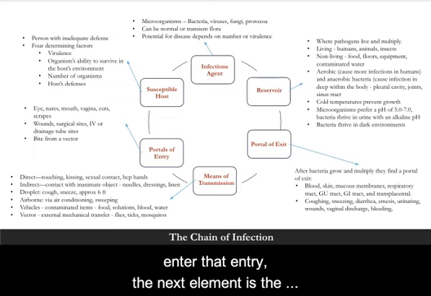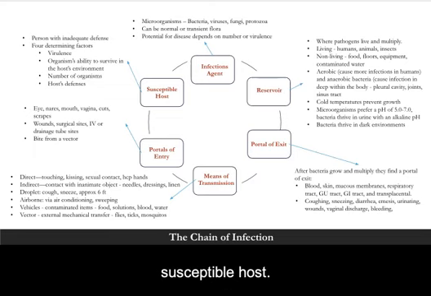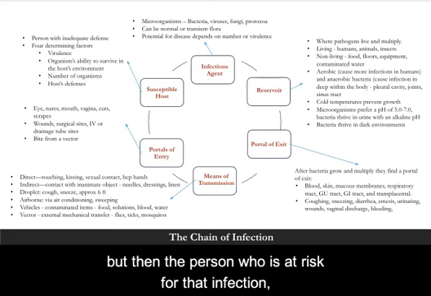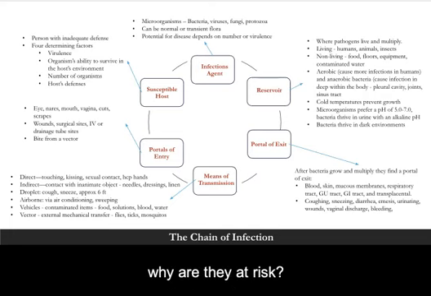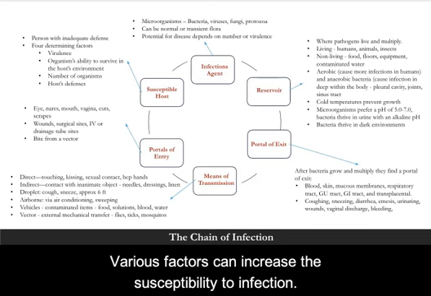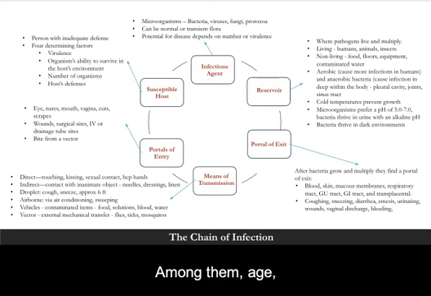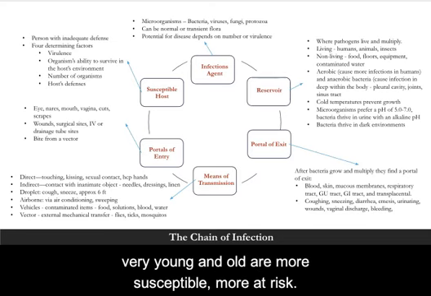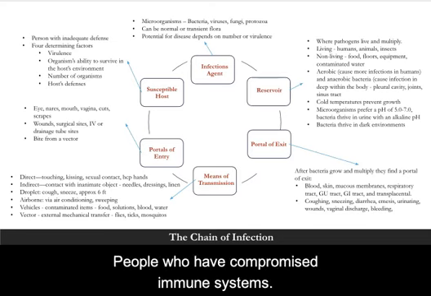And the next element is the susceptible host. So now we have the portal of entry, but then the person who is at risk for that infection. Why are they at risk? Why are they susceptible? Because their defenses are inadequate against that invading pathogen. Various factors can increase the susceptibility to infection. Among them, age. Very young and old are more susceptible, more at risk. People who have compromised immune systems.